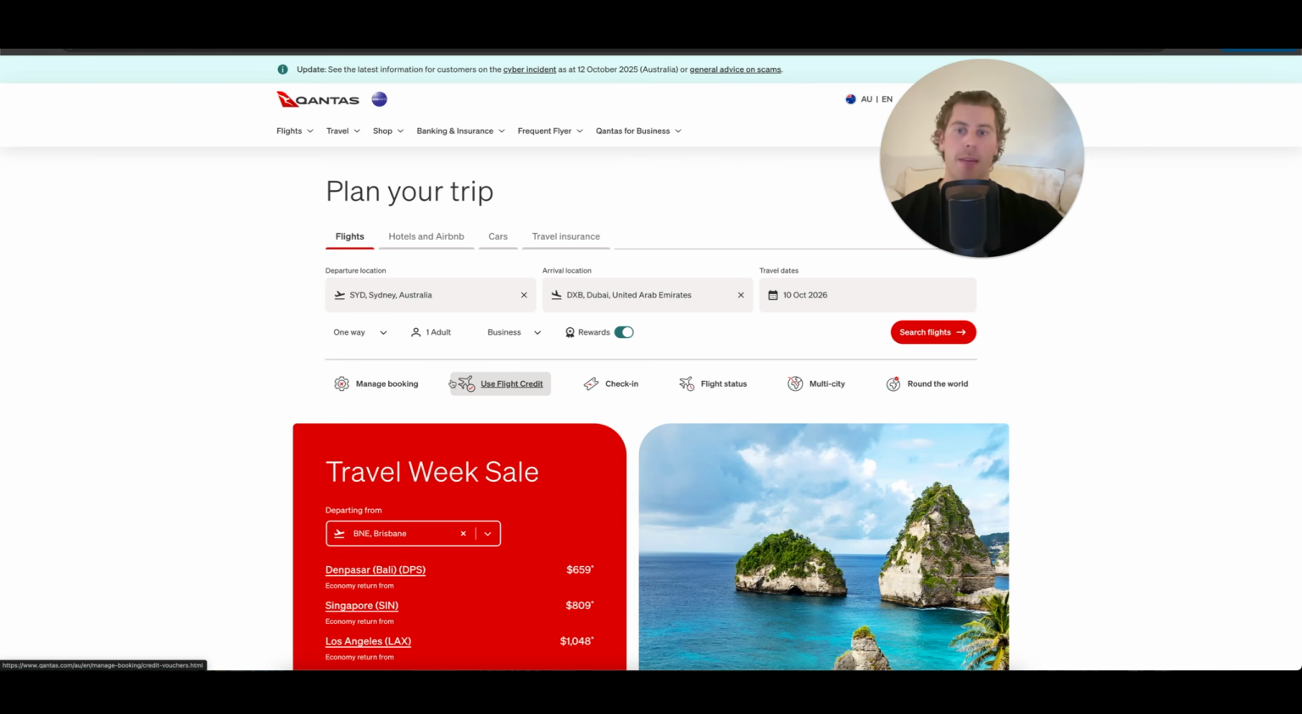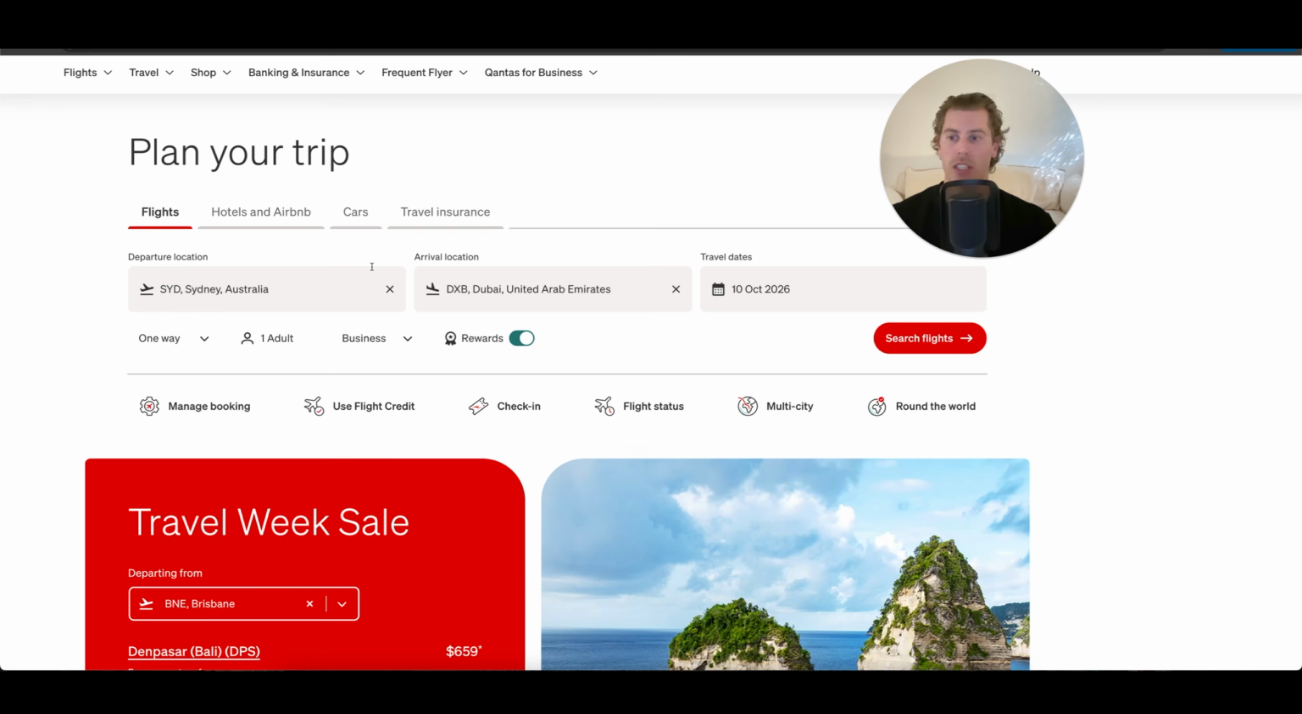So to begin, I'm here on the Qantas Frequent Flyer account and this is the classic search tool on the homepage. From here, we just want to put in the details of the flight that we're looking for. So for today's example, I'm talking about Sydney to Dubai, but this strategy works for pretty much every single flight on the Qantas website. Now the amount of savings that you get is going to fluctuate.